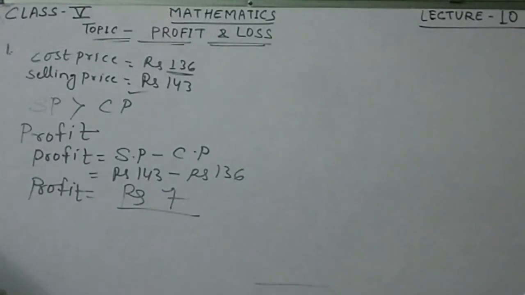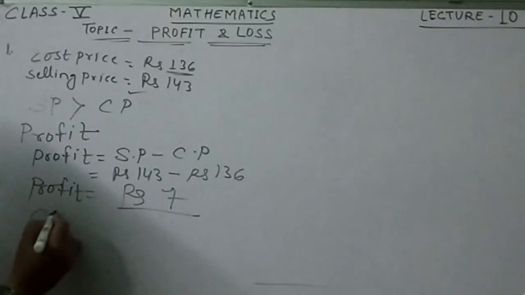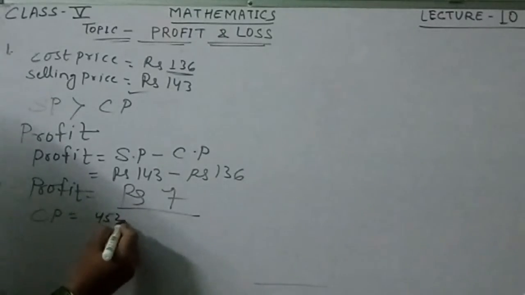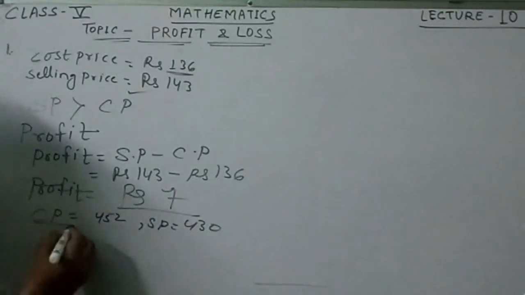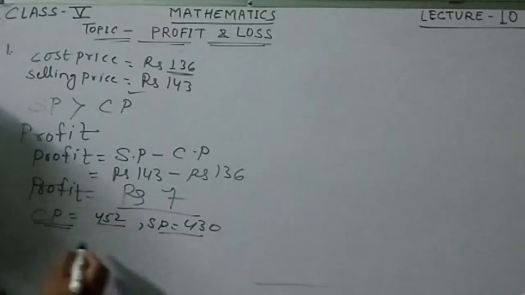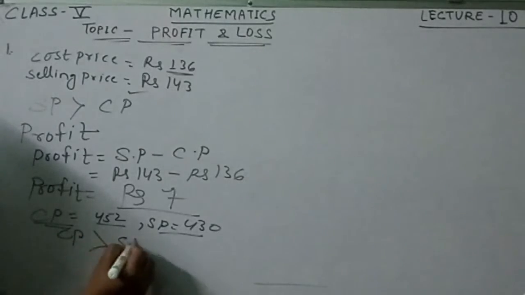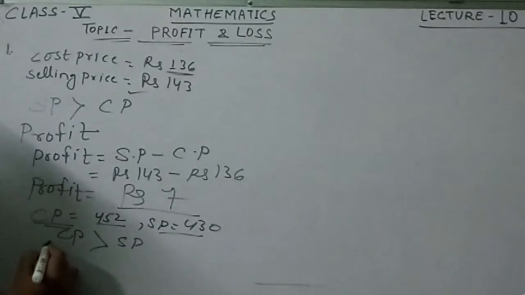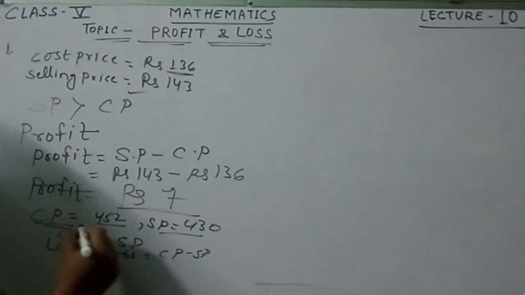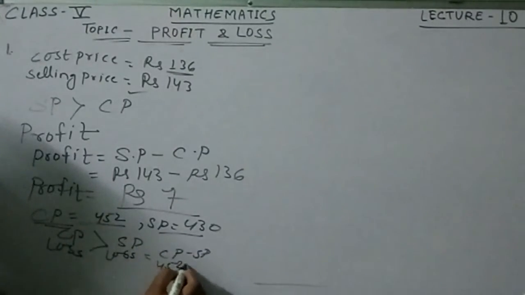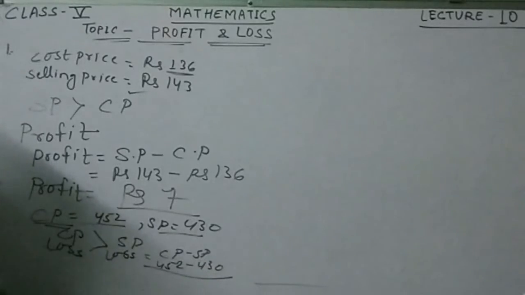Okay, in the same way, we see here cost price CP is given 452 and SP is given 430. Students, see, cost price is greater than selling price. That means CP is greater than SP, so it was loss, and you have to use the formula of loss. Loss is CP minus SP. What is the CP here? 452 minus 430. After subtracting, write how much loss there was.